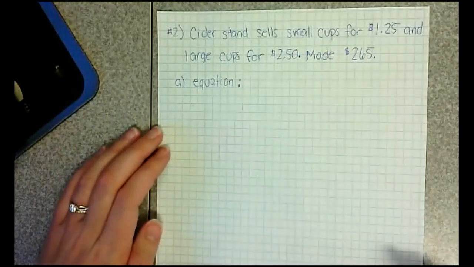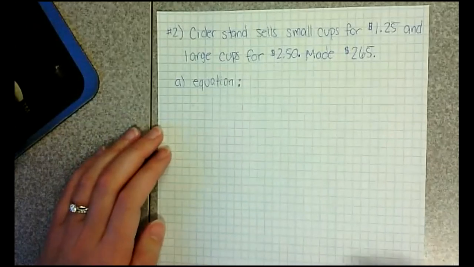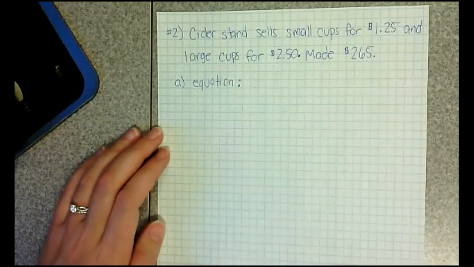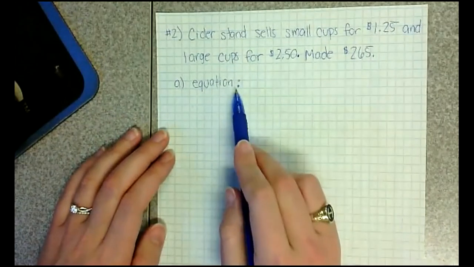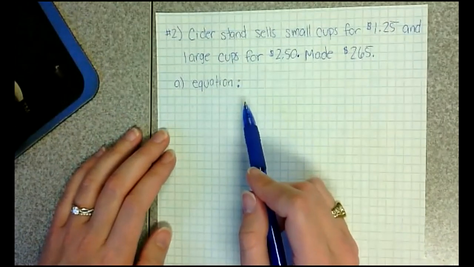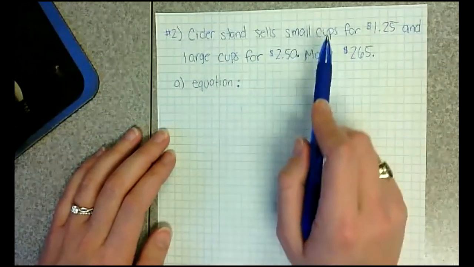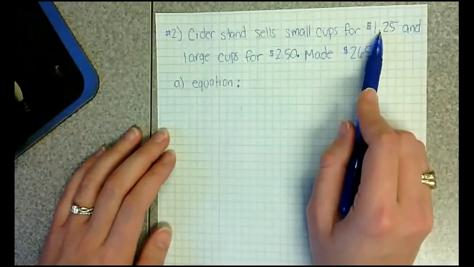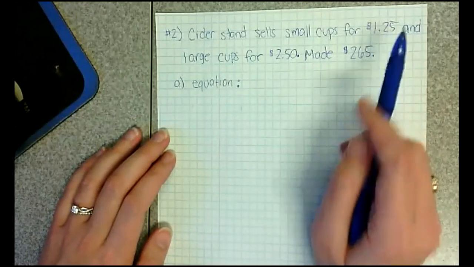Nicely done, Diego. So let's take a look. If you think back to the first example, remember how we wrote down what we weren't sure of? So I'm going to do that again. We know how much the small cups cost, but we don't know how many were sold.